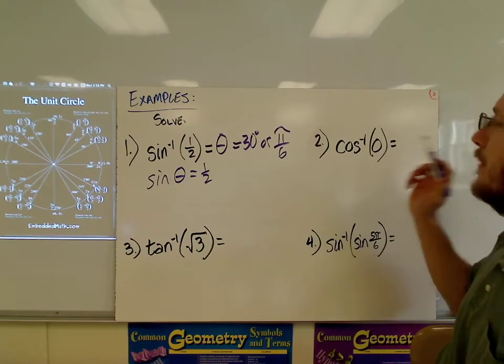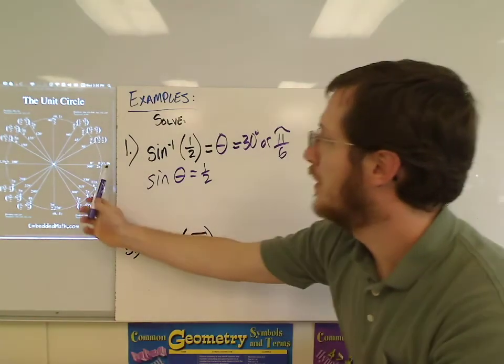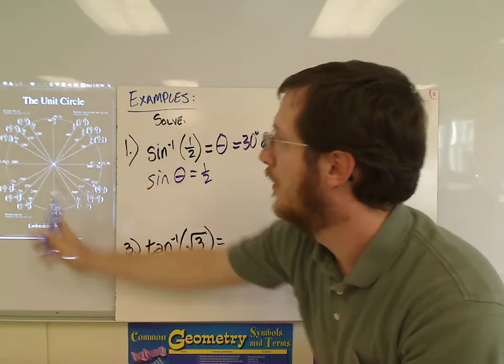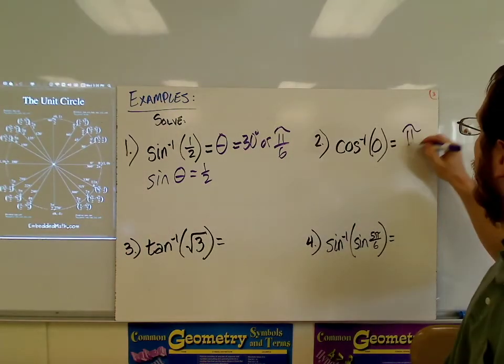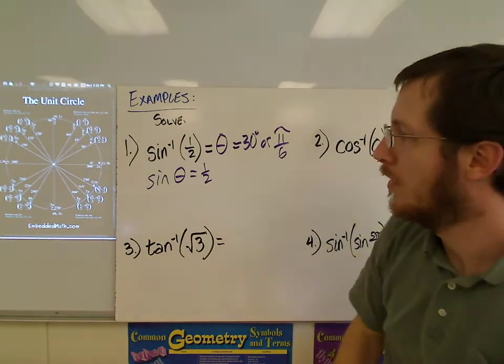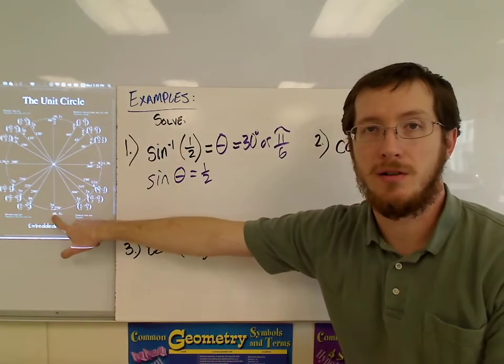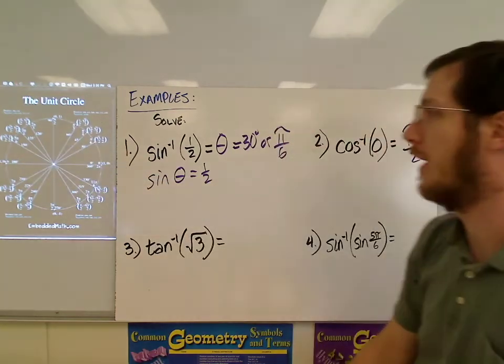All right, number 2, inverse cosine of 0. Cosine is our x coordinate, so we're looking for angles, remember, between 0 and pi. So our cosine of 0 is at pi over 2. Again, 3 pi over 2 also has a cosine of 0, but it's not within our range. It's not within 0 to pi.